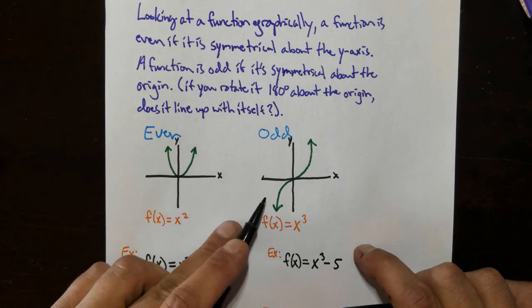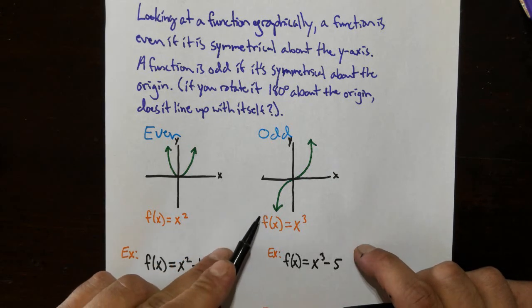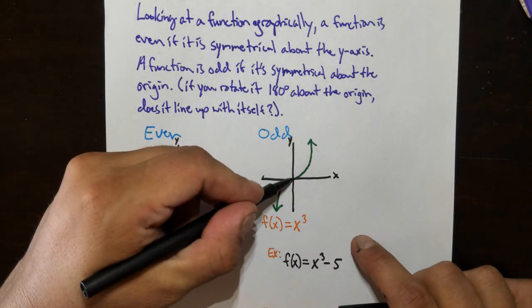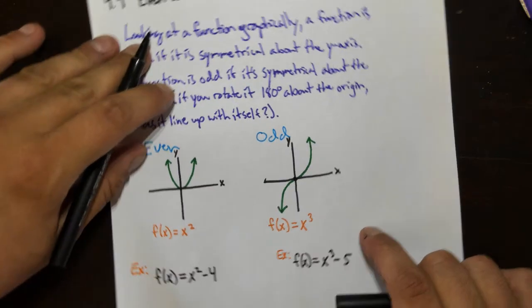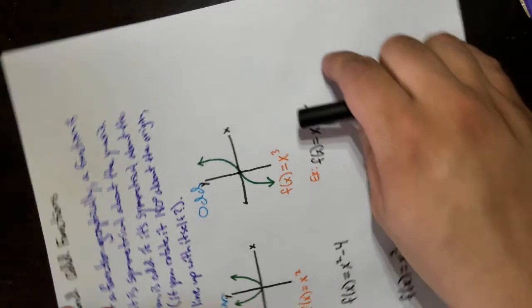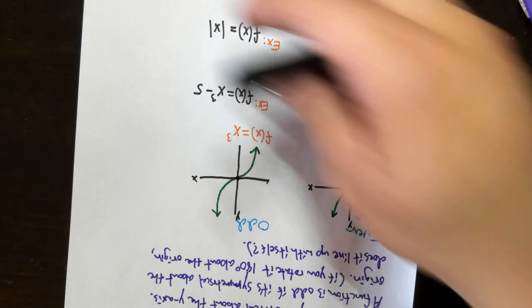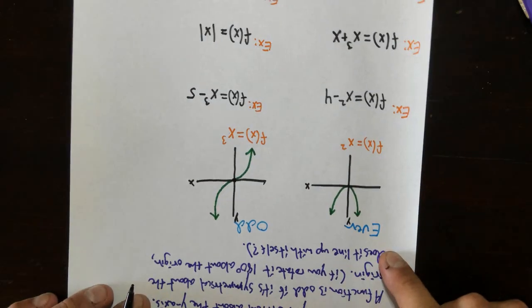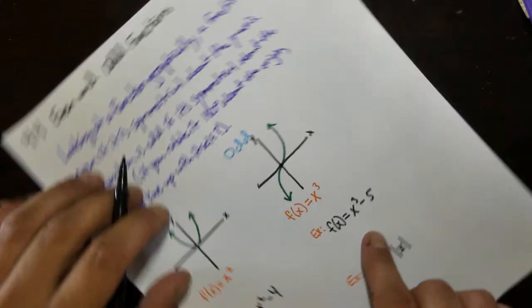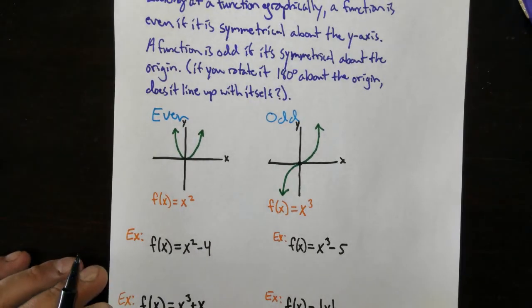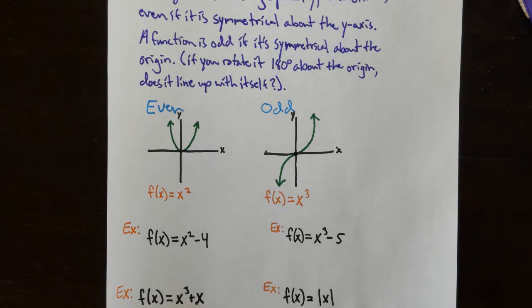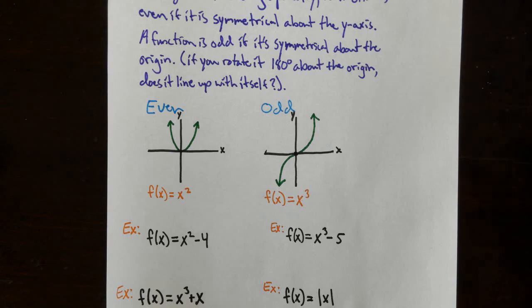This odd function over here, this x cubed, notice that about the origin, remember the origin's the middle where the axes meet. Notice if we were to rotate this 180 degrees, it looks the exact same. So therefore it is odd. It has that symmetry about the origin. So today what we're going to be doing is looking at different functions and determining whether they're even or odd just by looking at their graph.